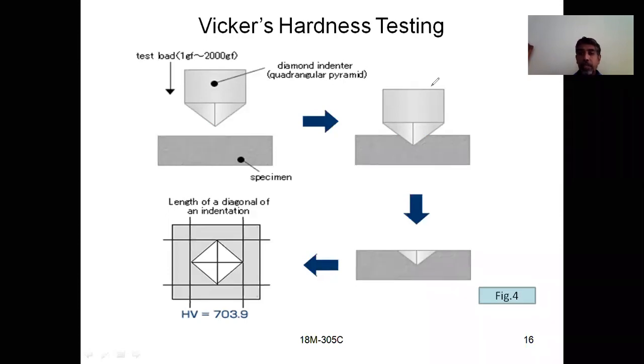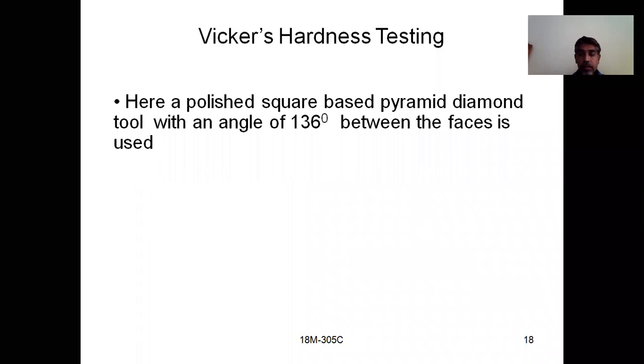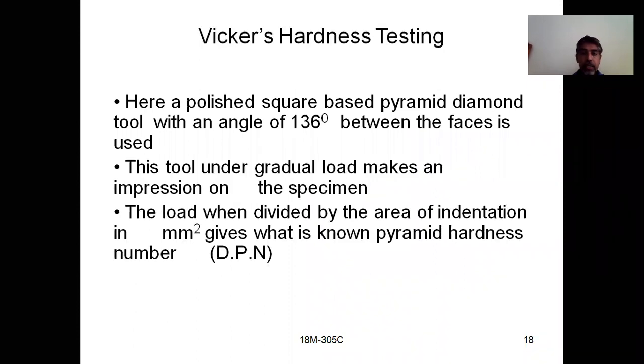I will show you. If you see here, this is a computerized Vickers testing machine. You have a machine here and it is connected to a computer. So when the test is performed here, you will have an indentation, and that indentation can be measured here. And if you see here, see what is the tool we are using and how to calculate the hardness number.